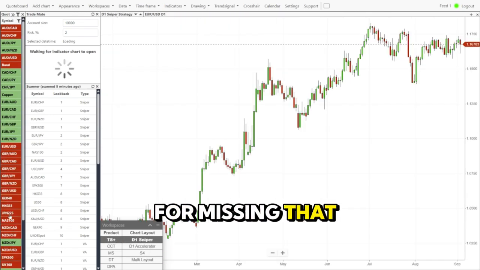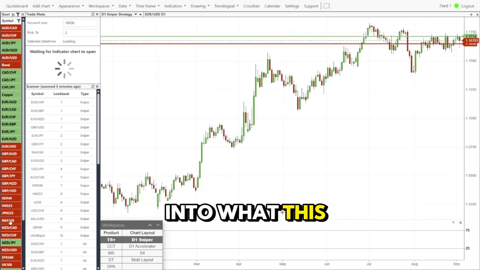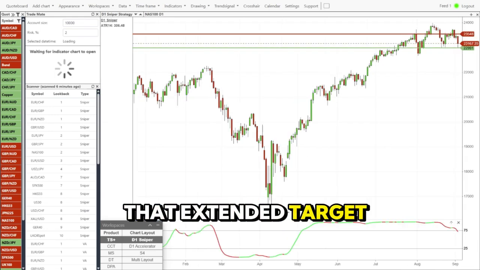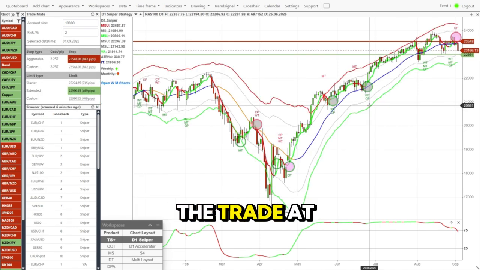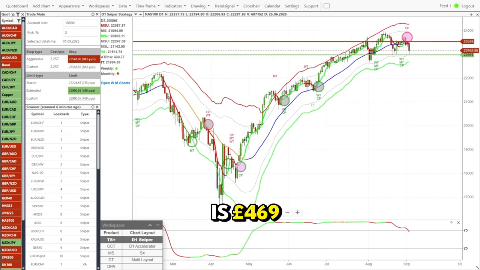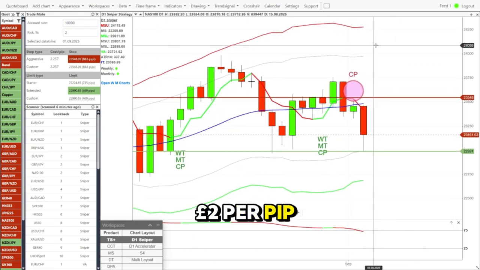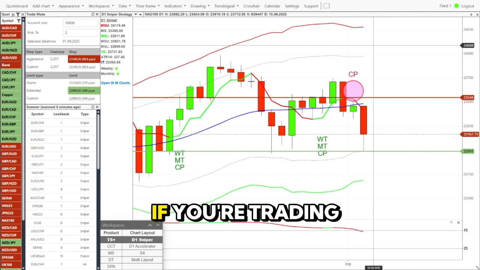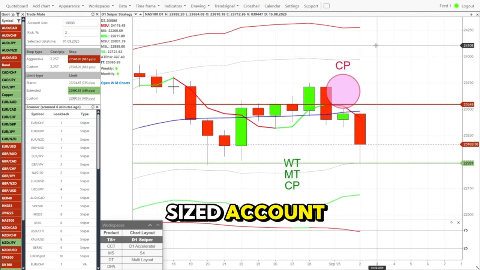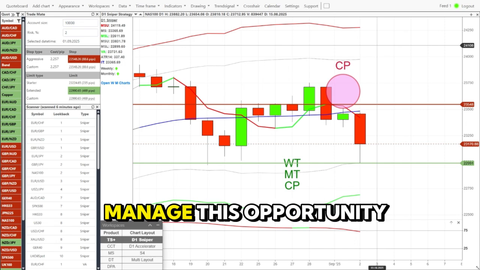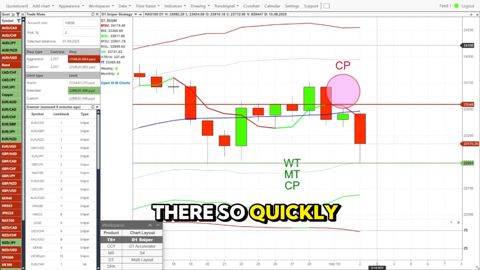To give you some context into what this would actually mean for you if you were trading this, if you hit that extended target, it's less than 24 hours since we opened the trade. At a pound per pip is £469 for your efforts. £2 per pip, £938. I mean, if you're trading on an intermediate sized account, say something like £5 per pip, it's nearly 2.5 grand just from one day's worth of work. And quite nicely, we didn't even really have to manage this opportunity because it pushed there so quickly.